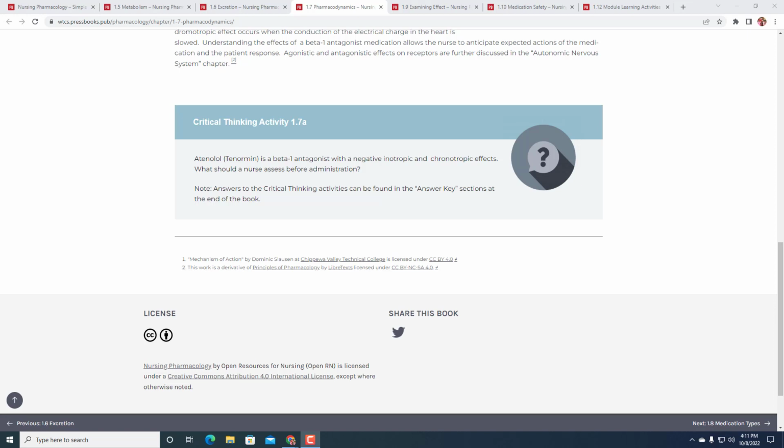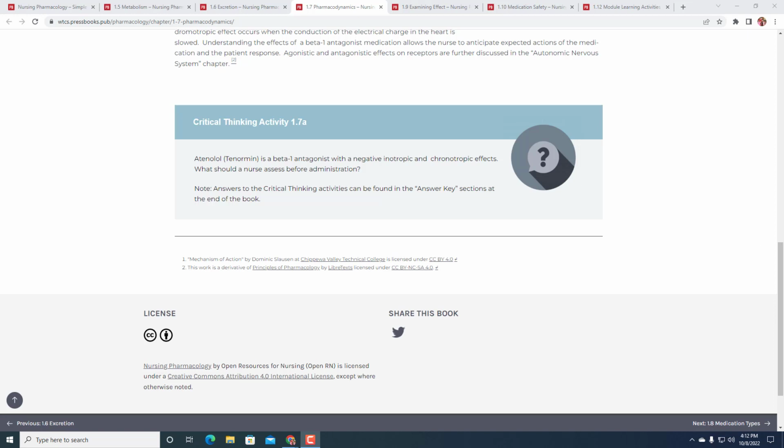Well, let's start by defining that word inotropic. Inotropes are generally going to increase or decrease the strength of contraction of the heart, whether it's a positive inotrope where it increases the strength of contraction, or a negative inotrope where it reduces the strength of contraction.